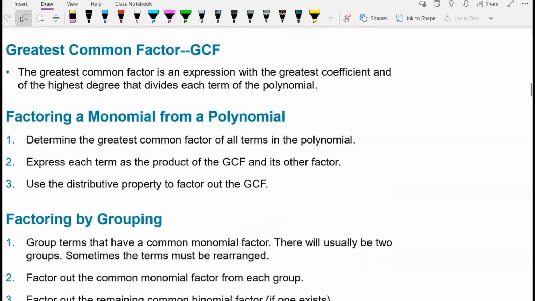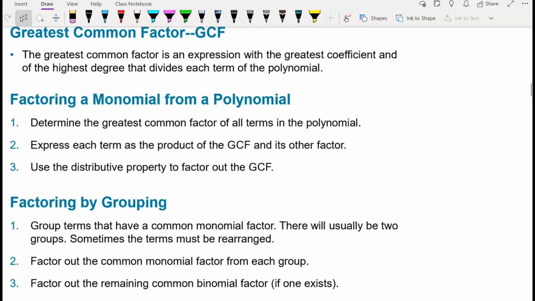All right, greatest common factor is an expression with the greatest coefficient and the highest degree that divides each term of the polynomial. So it has to be in every single term in order to be a greatest common factor. Factoring a monomial from a polynomial, you determine the greatest common factor, express each term as a product of the GCF and its other factor, and then use the distributive property to factor out the GCF.